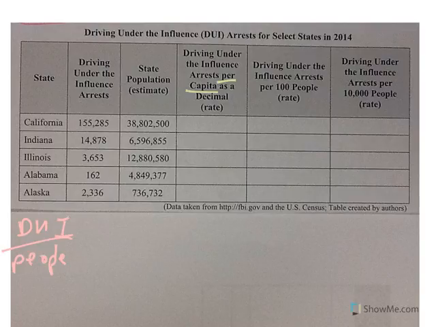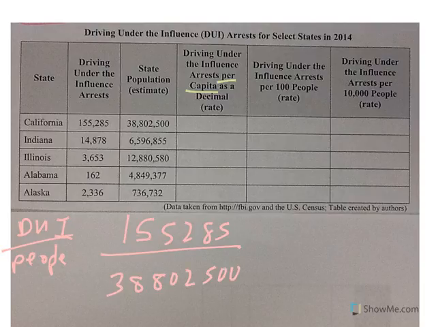Now, we're going to do California together, and then I'm going to ask you to do the other states, and then come back and check your answers. So, California. The number of DUIs in California is 155,285, and we're going to divide that by the population of 38,802,500. Your calculator might spit it out in scientific notation or standard notation. You're going to have to figure that out, but they want this as a decimal.